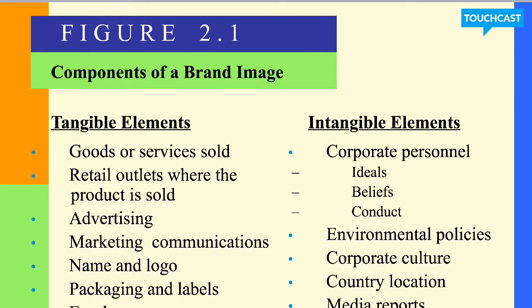Your brand image is very complex and will include both tangible and intangible elements. Some tangible elements would include things like the goods or services that you're selling, your retail outlets, your advertising and marketing communication, and your packaging and labeling. Intangible elements would include things like your corporate personnel, their ideals, their beliefs, how they conduct themselves, your environmental policies, and even your corporate culture.